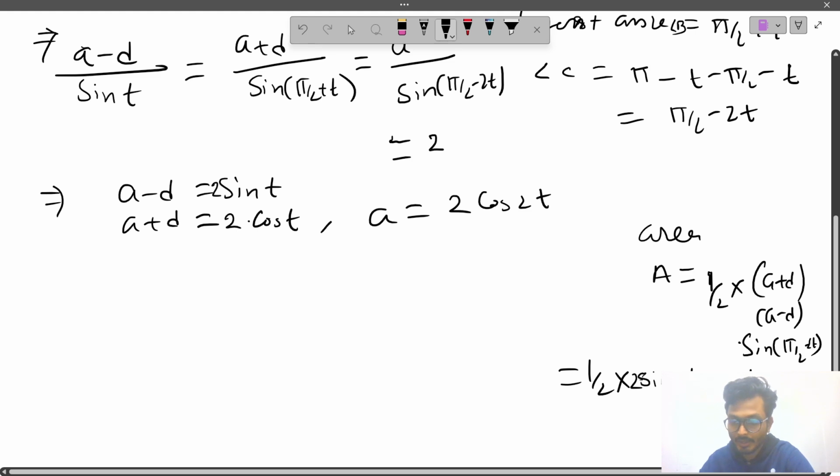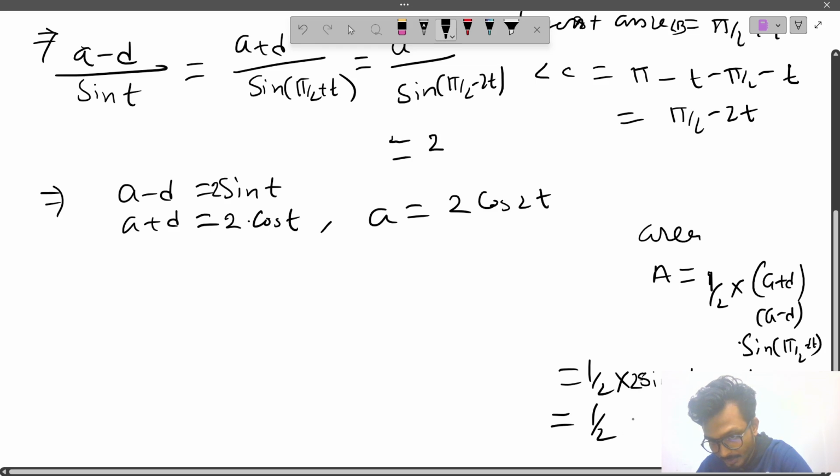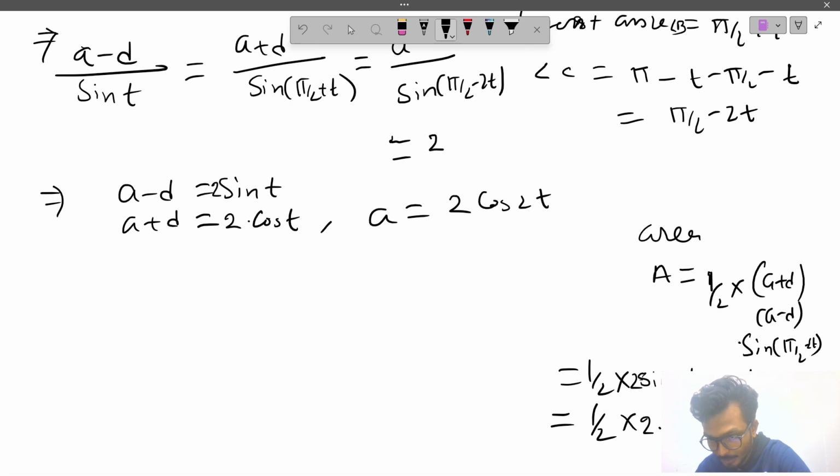Now why do we take these sides only? Because it is easy to find sine 2t. If we can find sine 2t, then it will be easy for us to put in the value, because 2 sine t cos t is sine 2t, into cos 2t.